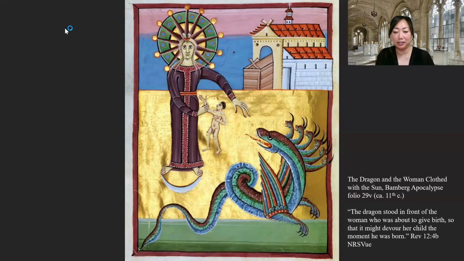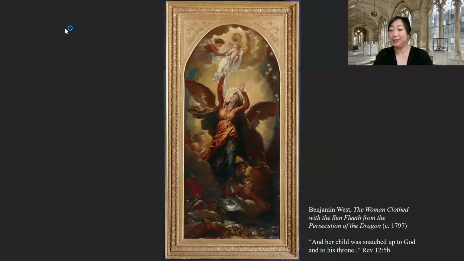The child here seems already born, right? So here already figured as this small human standing next to her, and the beast awaiting from the Bamberg Apocalypse. This now, fast forward many centuries, right? This is coming from a post-Renaissance style, borrowing so much from what we know of Italian Renaissance painting.